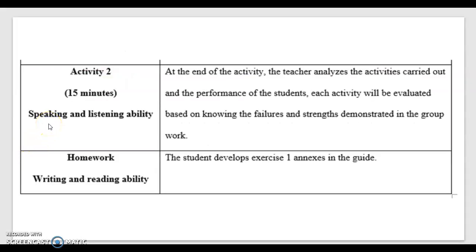For activity 2, 50 minutes: speaking and listening ability. At the end of the activity, the teacher analyzes the activities carried out and the performance of the students. Each activity will be evaluated based on knowing the failures and strengths demonstrated in the written work. For homework, the student develops exercise 1 annexed in the guide.